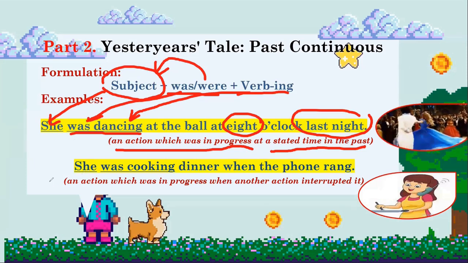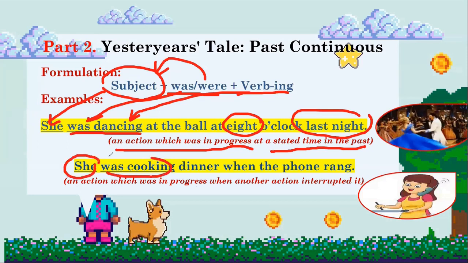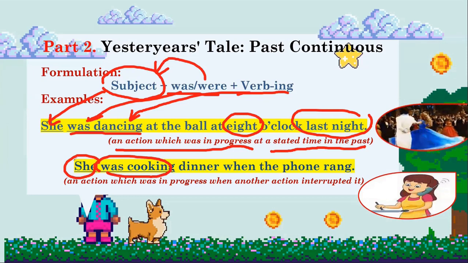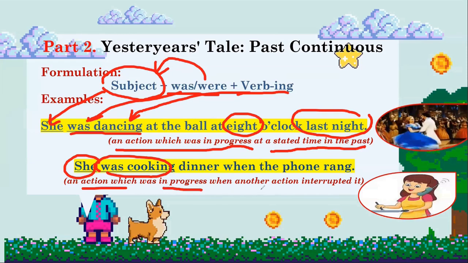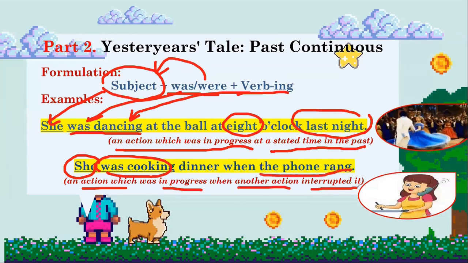Let's move to example number 2. She was cooking dinner when the phone rang. So for this, we will say she is the subject, was cooking is the verb here. So this is an action which was in progress when another action, the phone rang, interrupted it.